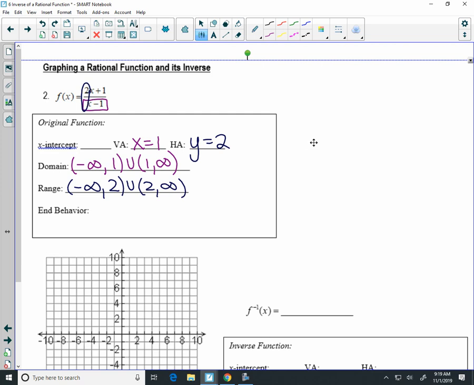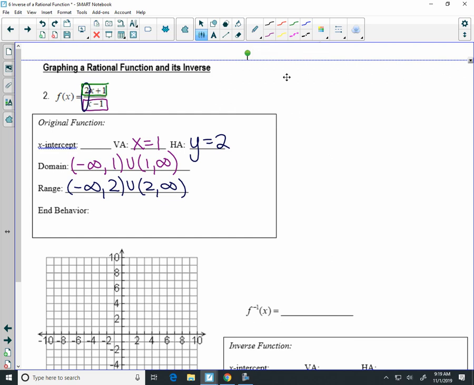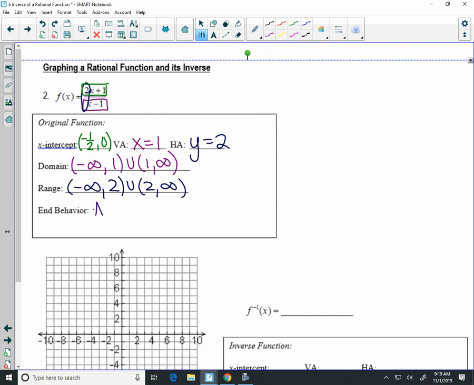I haven't done anything weird like that. Our x-intercept comes from our numerator. So here, if we set our numerator equal to 0, we get negative 1/2. That's our x-intercept. End behavior, we're always approaching that horizontal asymptote in the end. So as x approaches negative infinity, y approaches 2. And as x approaches positive infinity, y approaches 2.